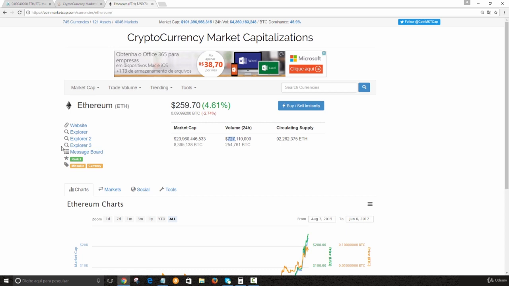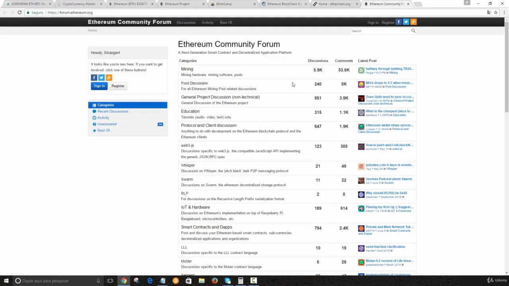Let's go back to the homepage. The cryptocurrencies website, I'm opening a new tab here. The Explorer block, if there is more than one, will give you all the websites that explore this cryptocurrency. This message board will take you to the official community for the currency, and sometimes it's going to take you to Bitcoin Talk. Also, it's going to take you to the official website for the currency.